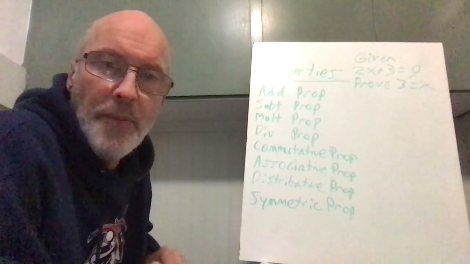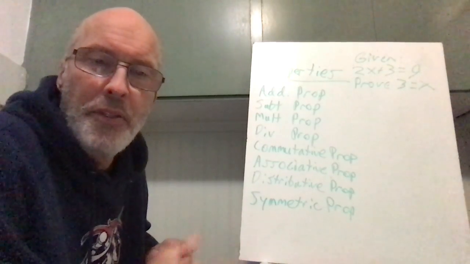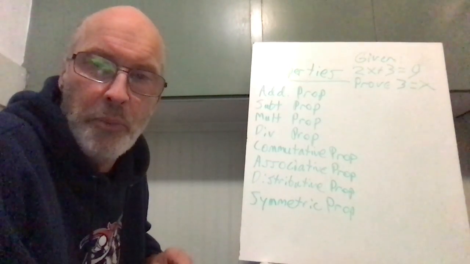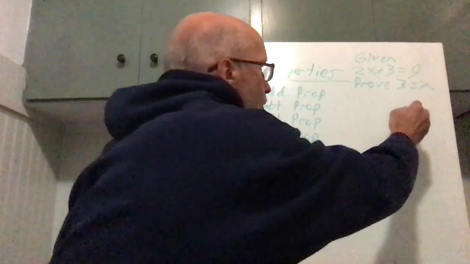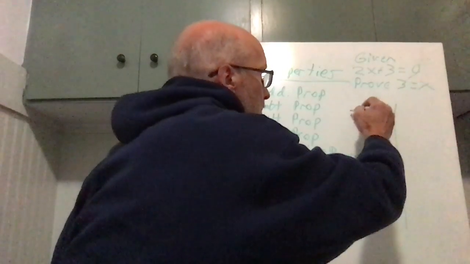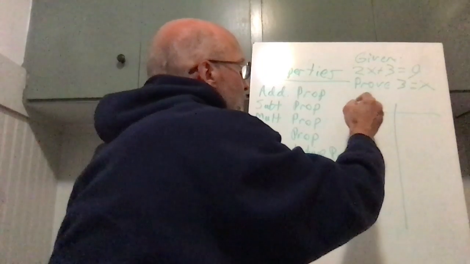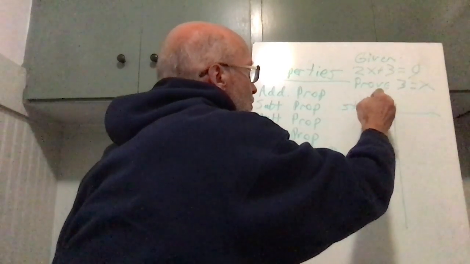Now, there's different types of proofs. Your book talks about a lot of them. The classic one is called the two-column proof, and that's what we're going to stick with. You don't have to learn any more than that. So you're going to write two columns. On the left-hand side are going to be your statements.